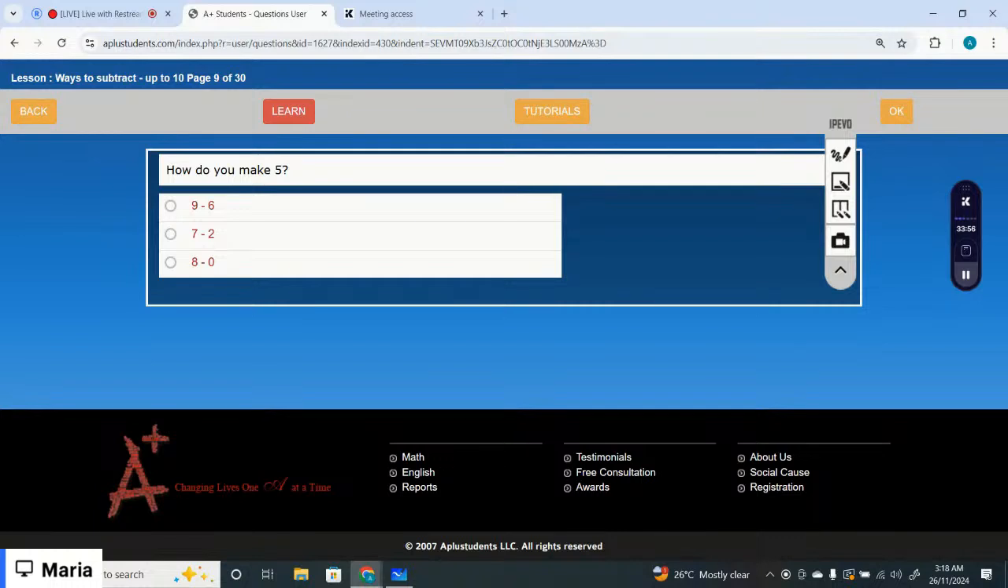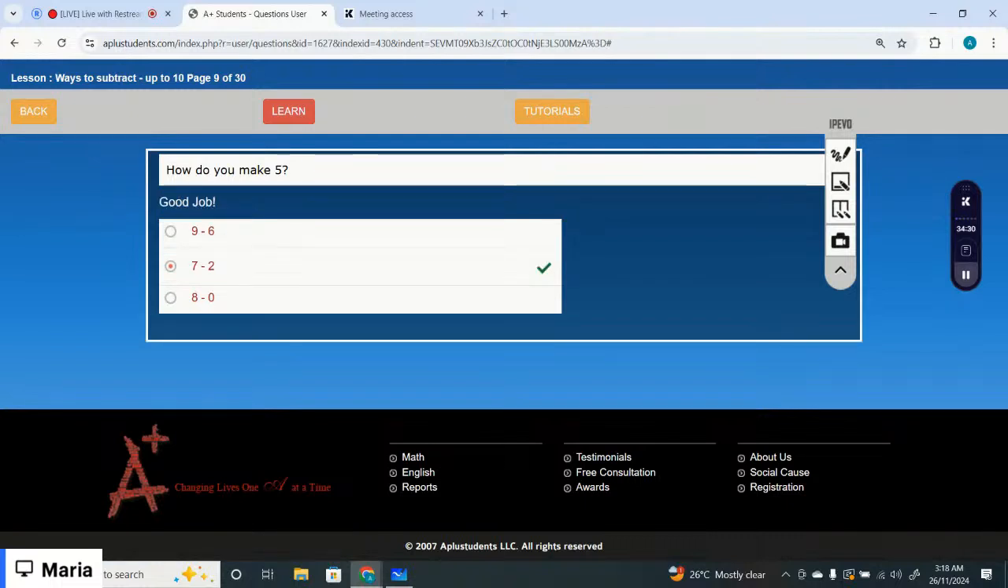How do you make 5? Which is the correct option? That is 7 take away 2. That makes 5. Option number 2 is the correct option.